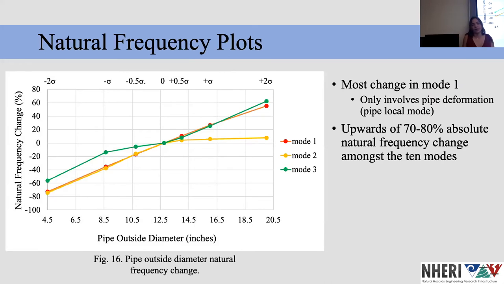For the first plot, we plotted the change in natural frequencies for the pipe outside diameter. A few things to note here: that red curve is mode one. If we remember back, mode one pretty much only involved that pipe deformation, so only the leftmost vertical element of the model. So it makes sense that mode one has the most natural frequency change overall. You can definitely see that mode three is a little bit higher when you increase the diameter, and mode two is a little bit higher when you decrease it. But overall mode one makes sense, since this is a mode that only affects the pipe movement, and if we're changing pipe diameter, it would make sense to see the most change there. This parameter actually had the most change overall in natural frequency too. You can see from the graph, it had upwards of almost 70 to 80% absolute natural frequency change, amongst, I actually plotted, 10 nodes.